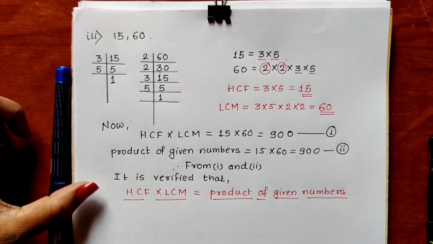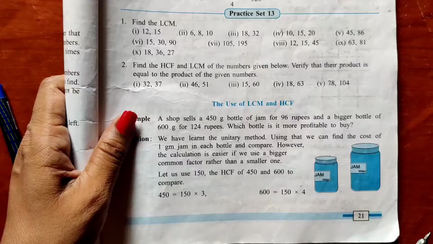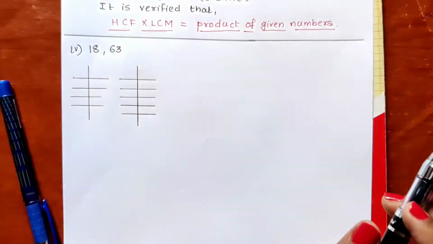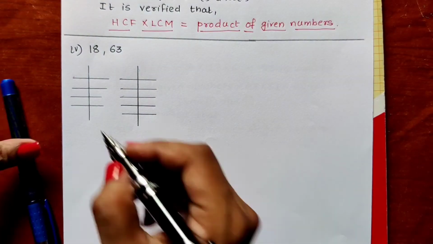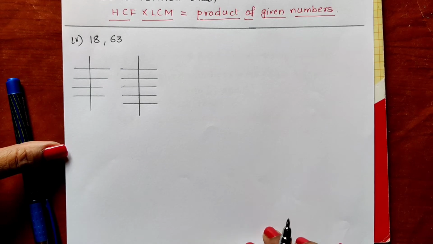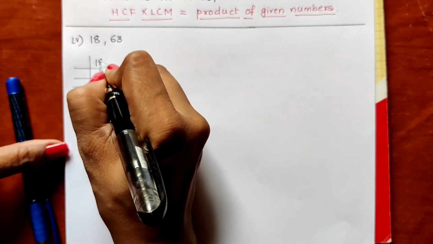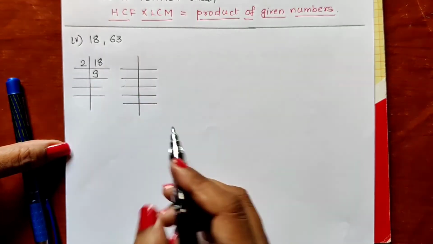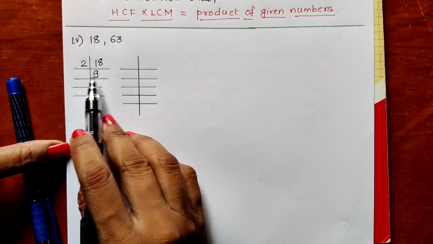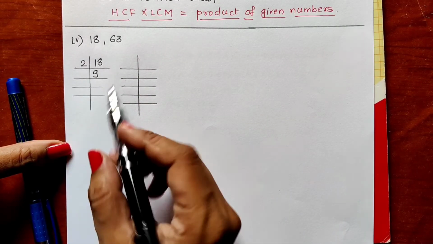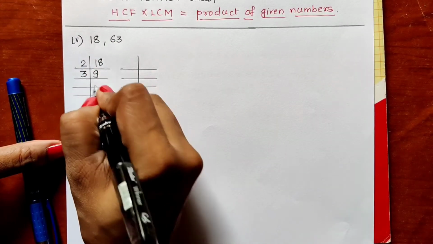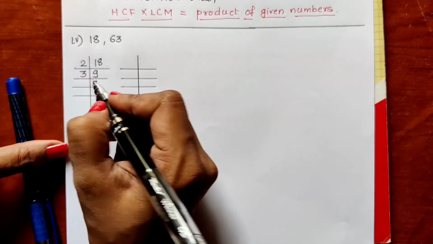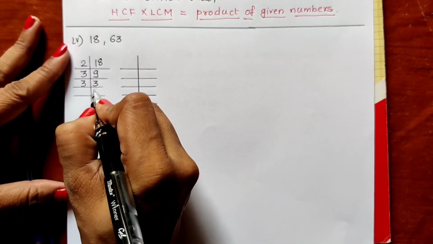Now let us go on to the next sum. Next two numbers are 18 and 63, fourth sum. So first find out the prime factors of 18. 18 is an even number. It is divisible by 2. 2 9s are 18. Now 9 we have got. 9 is not divisible by 2 but it is divisible by 3. 3 3s are 9. 3 is prime number. It is not divisible by any other number except itself. So 3 1s are 3.